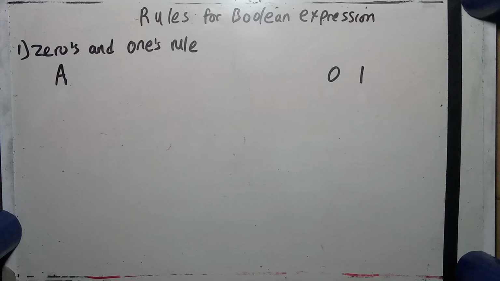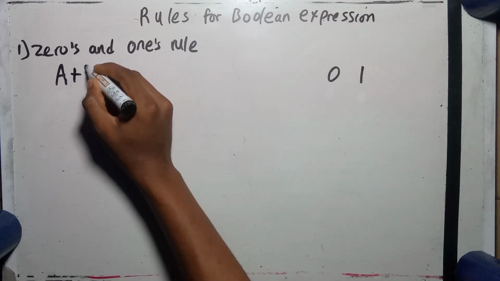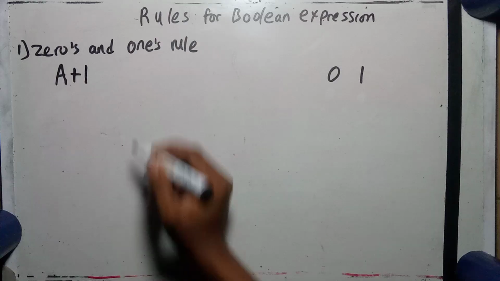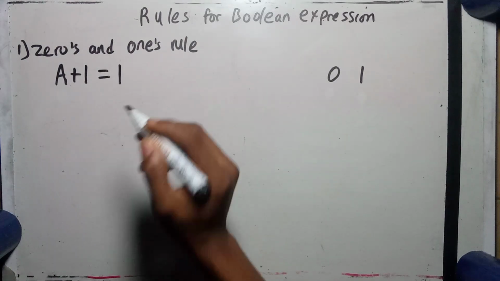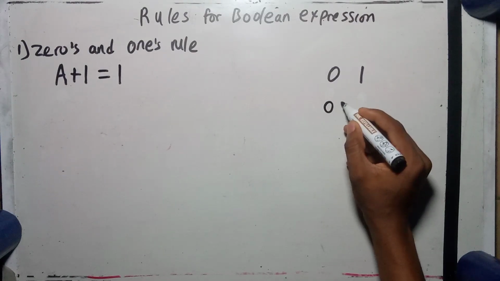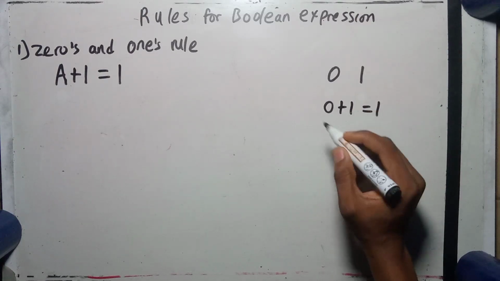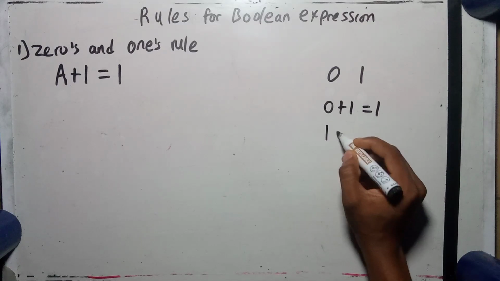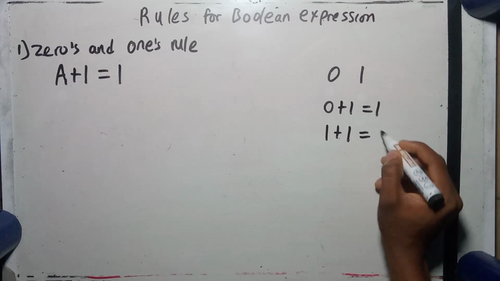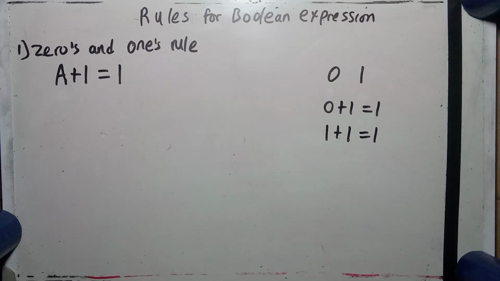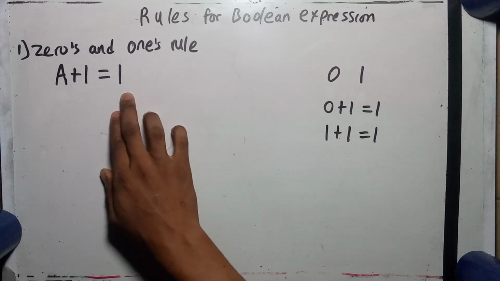Now, if you add it to 1, it will definitely give you what? 1. What I mean is this: when A is 0, 0 plus 1 gives us what? 1. When A is 1, 1 plus 1 gives us what? 1. Remember, in your logic gates, 1 plus 1 is 1. You normally say it is what? 1. So that's the rule.